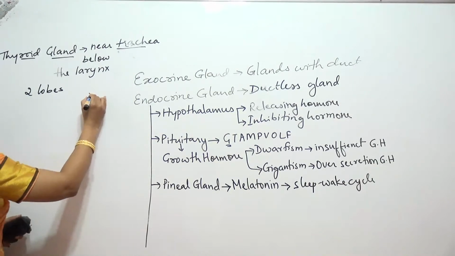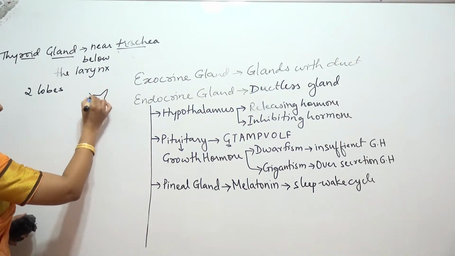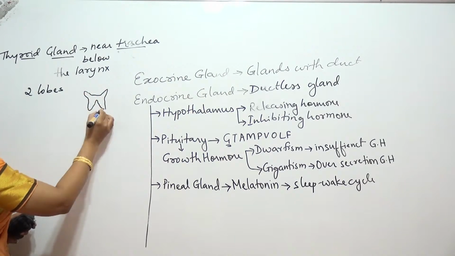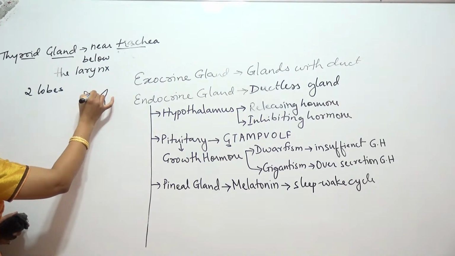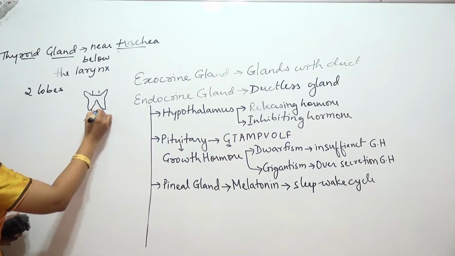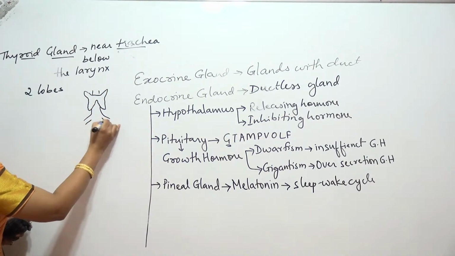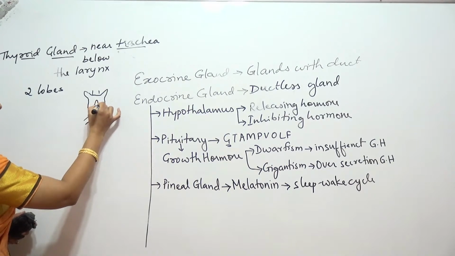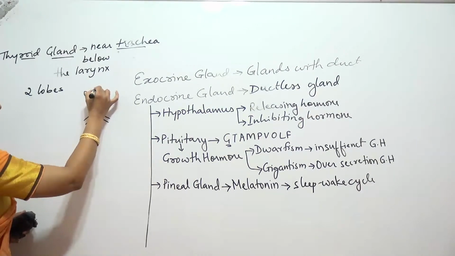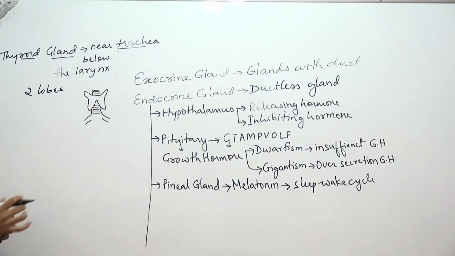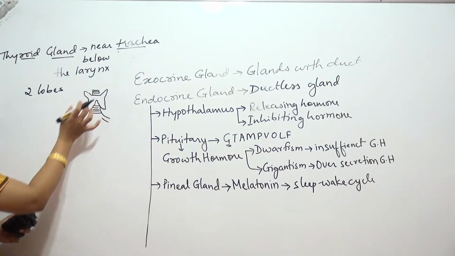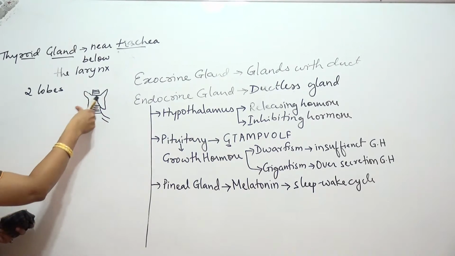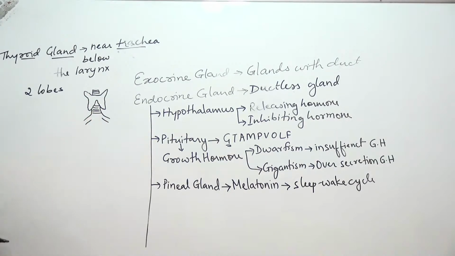It is, say, like this. Say this is the trachea, okay, and the thyroid is located here on the trachea, and it consists of two lobes on either side of the trachea. See, these are the two lobes on either side of the trachea.